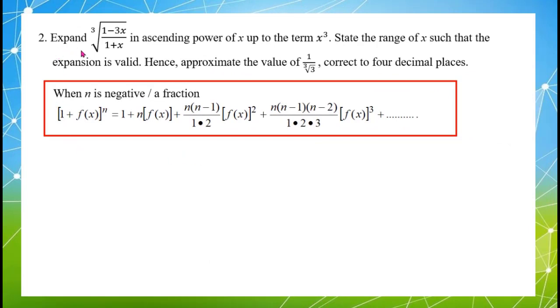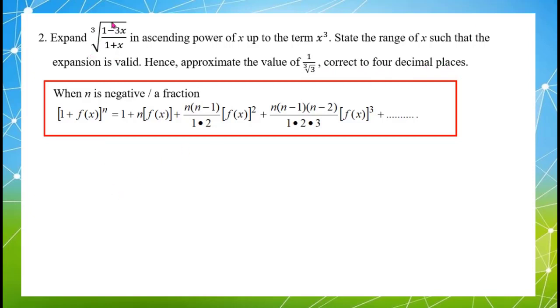Now let's try another example. Expand cube root of (1 minus 3x) over (1 plus x) in ascending power of x up to the term x power 3. State the range of x such that the expansion is valid. Hence, approximate the value of 1 over cube root of 3, correct to 4 decimal places.